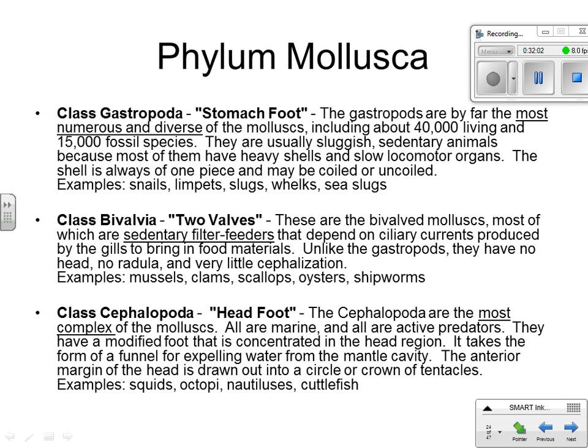And notice what it says here, the most numerous and diverse of all the mollusks. It's about 40,000 living species of them. 40,000 different kinds, and a lot of fossil species too. They're usually sluggish. Imagine that, slugs. What's sedentary mean? Chill. Yeah, they're couch potatoes. Not literally, but they don't move a whole lot. A lot of them have heavy shells, makes it hard to move.